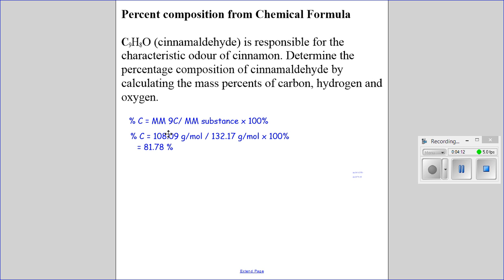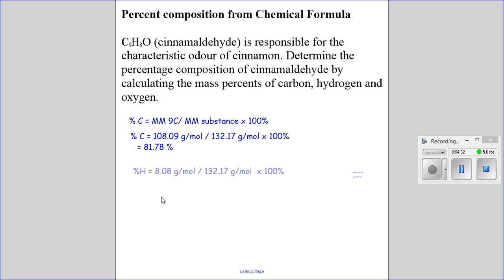So we take 9 times 12, and that gives us a molar mass of 108.09 grams per mole. We divide it by the molar mass of the whole substance, so 9 carbons plus 8 hydrogens plus an oxygen, and we multiply by 100. So we find out that 81.78% of our mass comes from carbon.